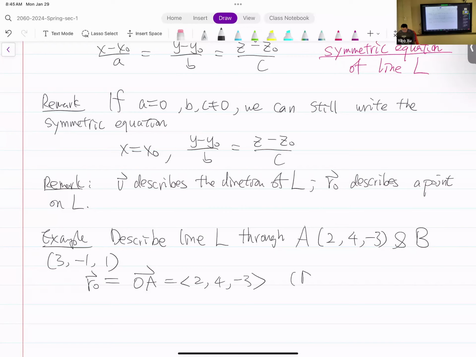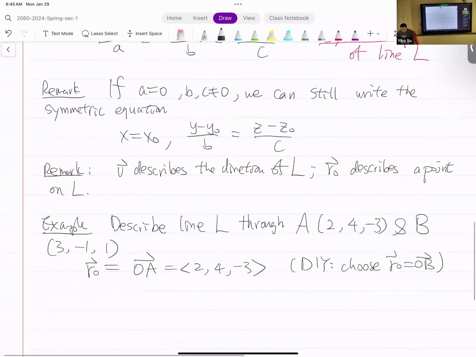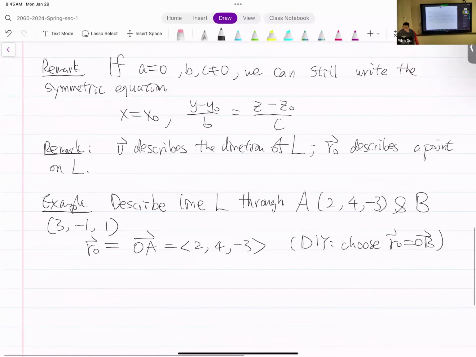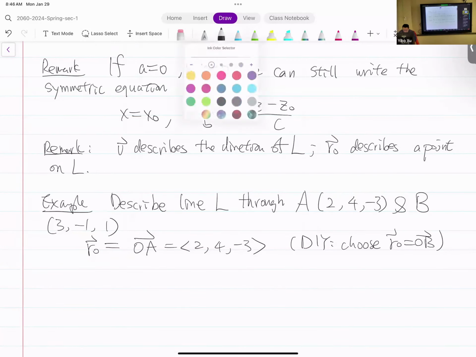And of course, you can choose OB, right? But that's something you can try on your own and see if you get something different or you get the same. Okay? So basically the idea here is that regardless of the point that you choose on the line, the line equation will still represent the same thing, right? So that's something to try yourself and see if that's the case.